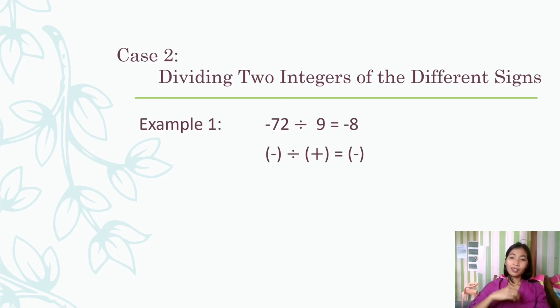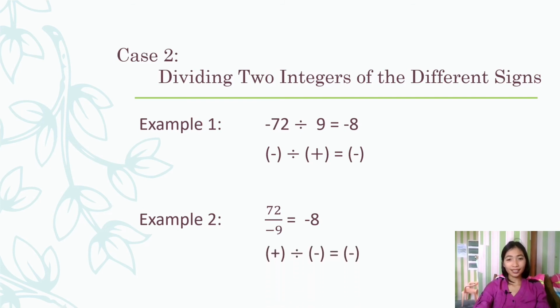Okay. Next, example number 2, we have 72 divided by negative 9. So again, that is negative 8. A positive divided by a negative is always equal to negative. So that's how easy division of integers is. That's all about division of integers.